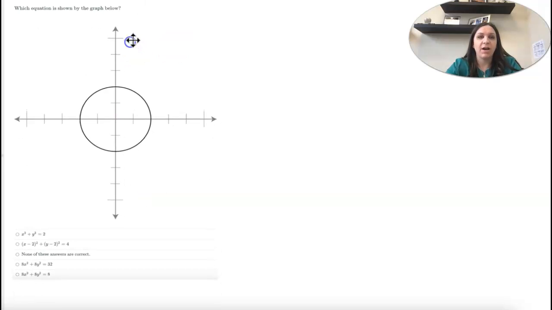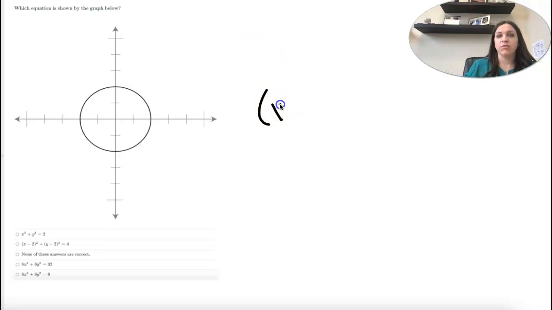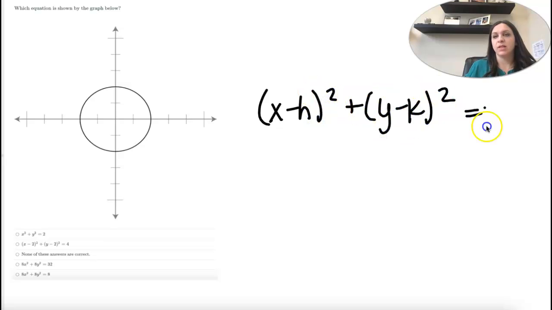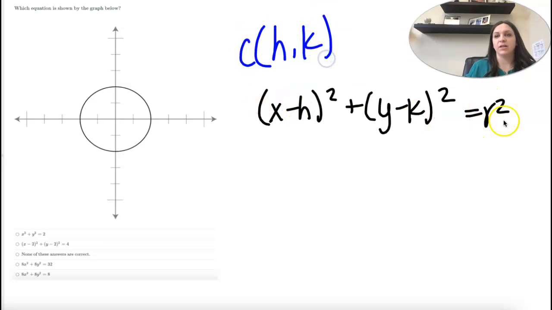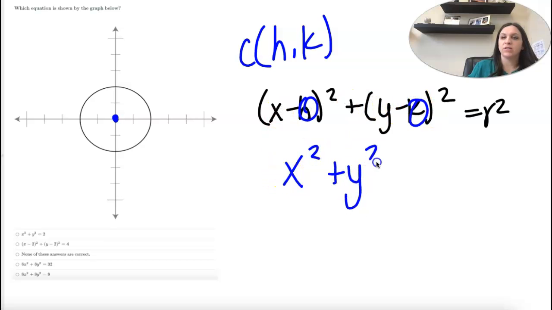And then you're going to have some that just say, match the graph. So here's a graph, and you need to write the equation. So the general form of an equation is this. Your center is (h, k), and then r is the radius. So for this one, our center is (0, 0). So we actually just end up with x squared plus y squared.